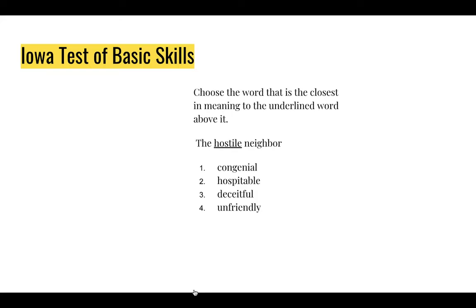The next one is the Iowa Test of Basic Skills, and many of us are familiar with this. We probably took this in elementary school ourselves. This was a typical paper and pencil test, and it has a vocabulary test separate from its reading test. It's a subtest of its own. And so in this one, you'll see something like this: the hostile neighbor. And then the students are to figure out what is the best replacement for hostile.